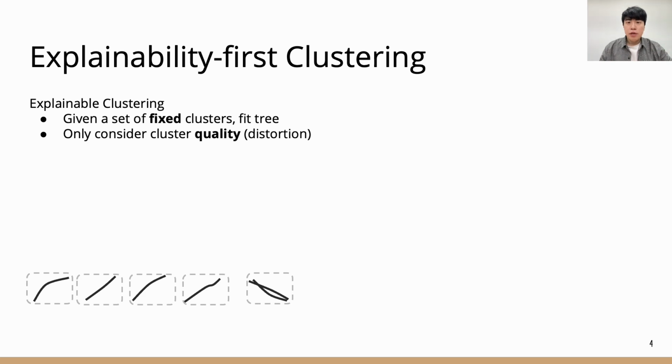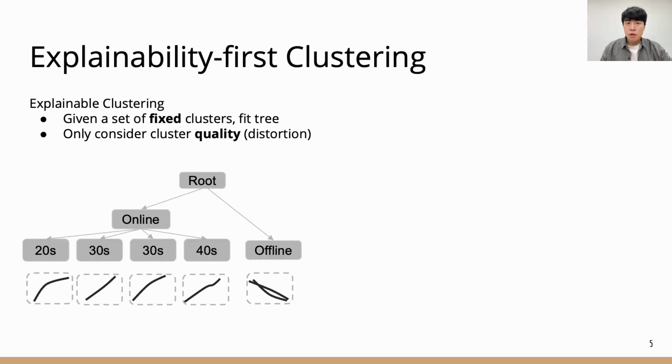Explainable clustering tries to reduce the size of the decision trees by fitting the best decision tree given a set of fixed clusters. For example, let there be 5 clusters generated from a clustering algorithm. These clustering algorithms only focus on generating high-quality clusters. From the generated clusters, explainable clustering algorithms find the best decision tree that fits the clusters.